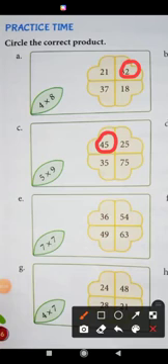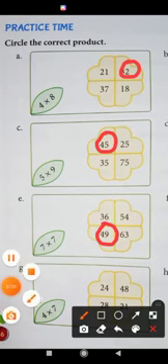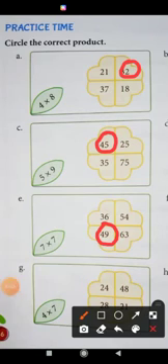Next one is 7 into 7. Numbers are 36, 54, 49, 63. Now we have to circle the correct product. 7 into 7 is 49. 7 7s are 49. Next one is 4 into 7. Numbers are given: 24, 48, 28, 21. So 4 7s are 28. Circle the 28.